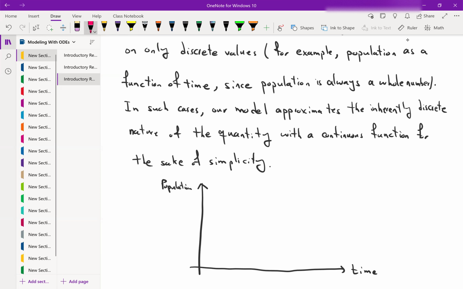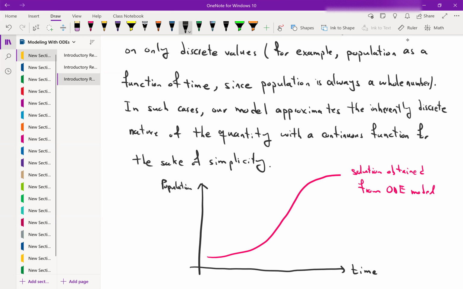some differentiable curve, some continuous curve. For example, let's say something like this. This is the solution obtained from the ODE model. Of course, the real world data, the population cannot attain any value. The real world data will be something like this.